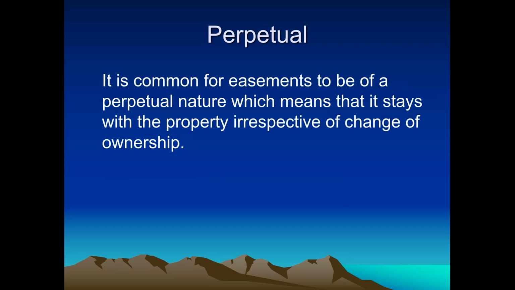Of course, we talked about an easement being perpetual. It is common for easements to be of a perpetual nature, especially in Oklahoma here for our flood control structures, which means that it stays with the property irrespective of change of ownership until the project sponsor decides to release that easement.